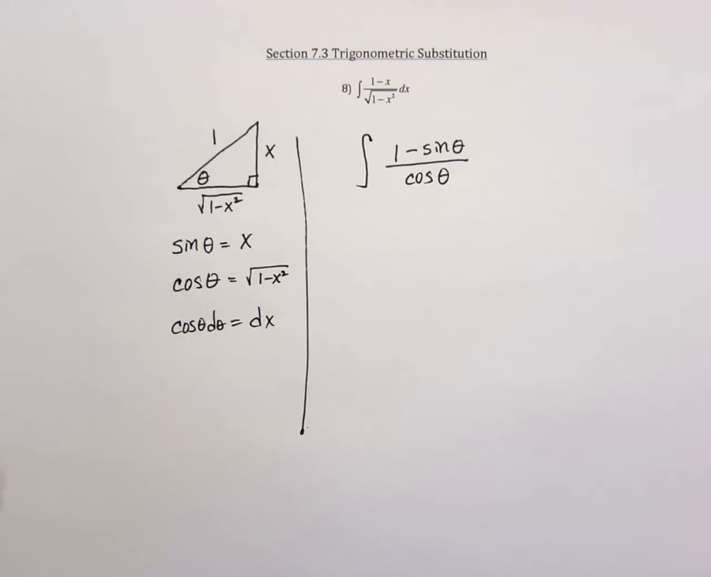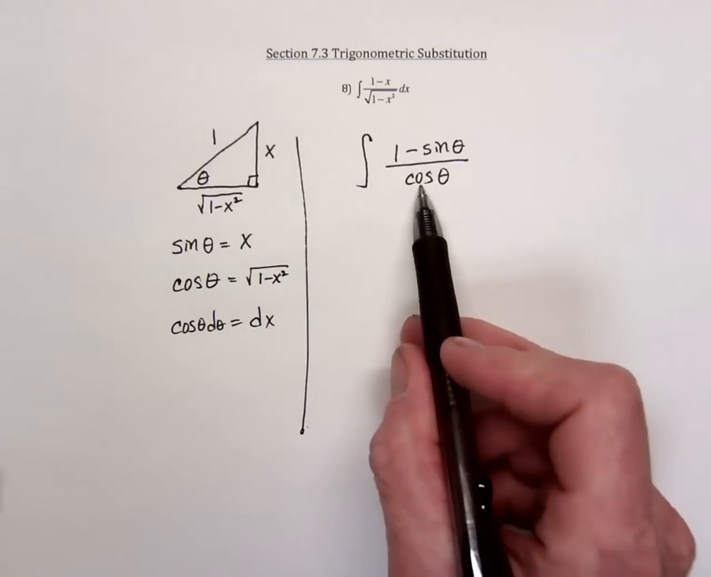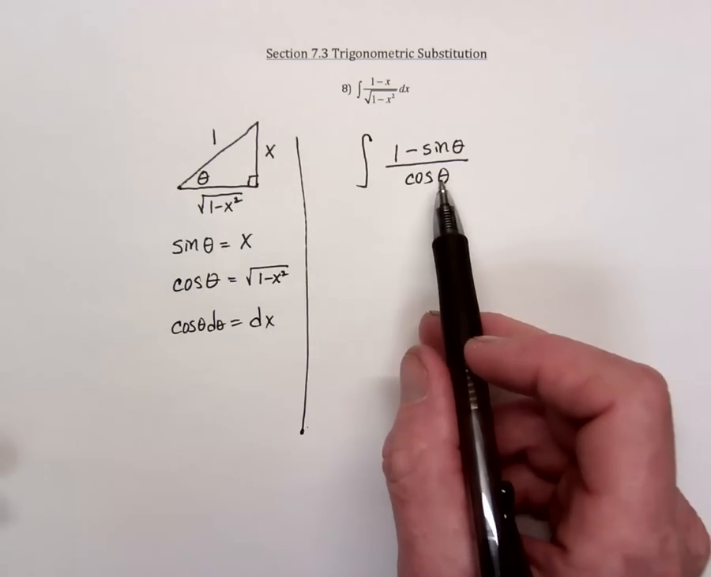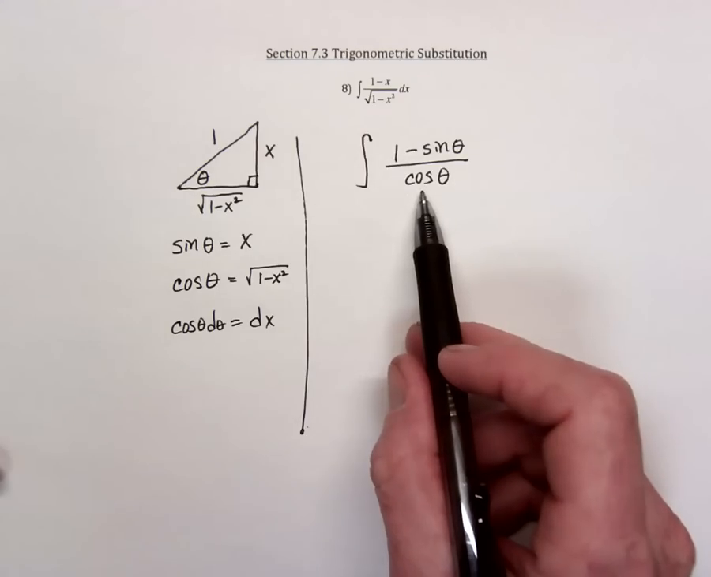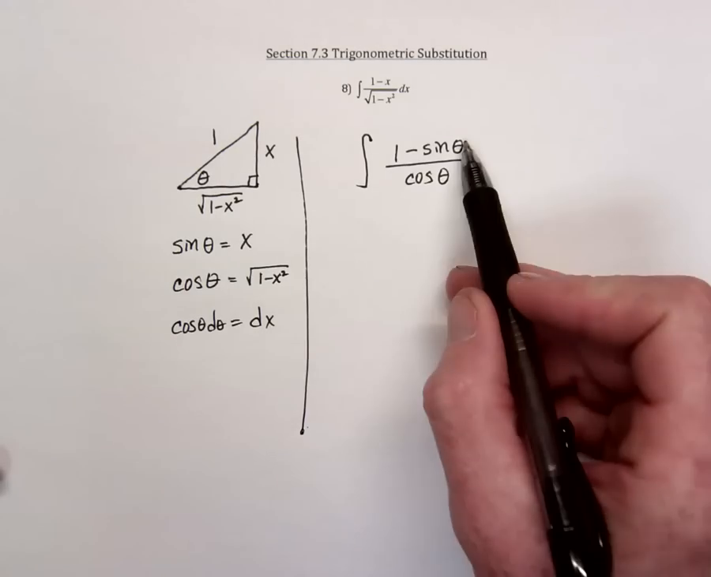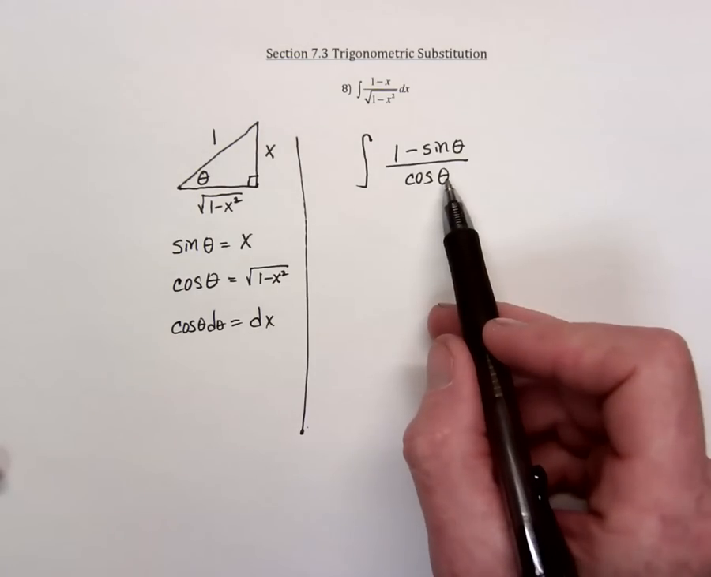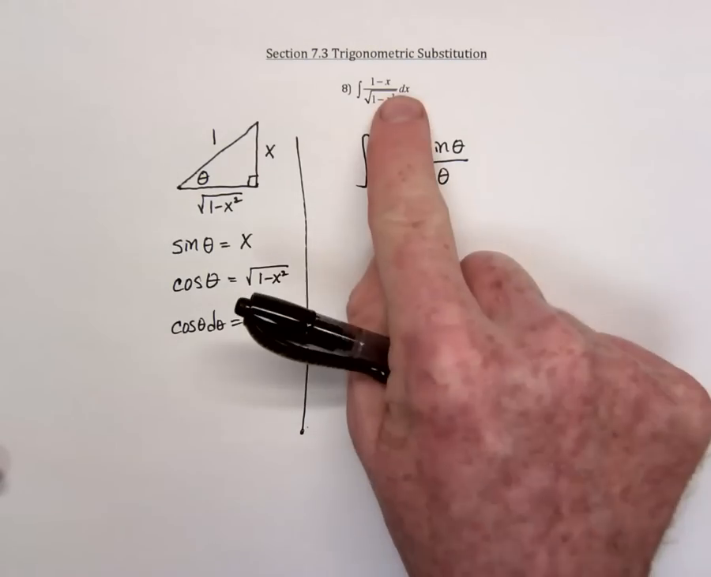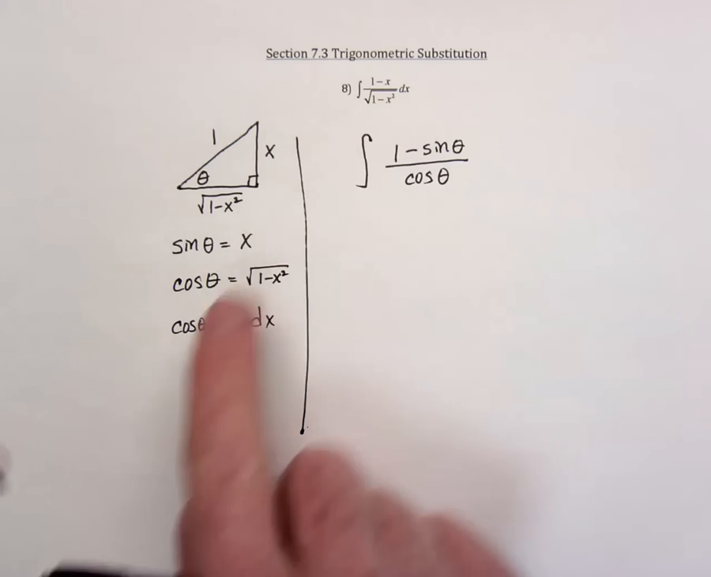The way to do that one, if that was what we're supposed to be doing, is you break it up as 1 over cosine minus sine over cosine. 1 over cosine would be secant, and the integral of secant is the natural log of secant plus tangent. Then we'd have sine over cosine. You could use u substitution to do that one. But that's not the actual integral we're doing, because we still haven't replaced dx.